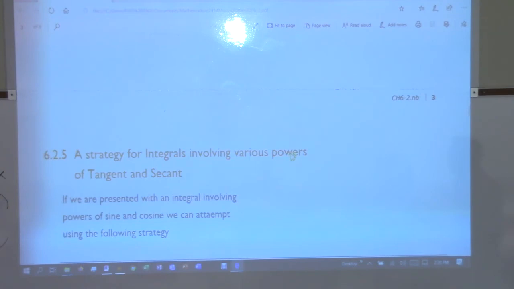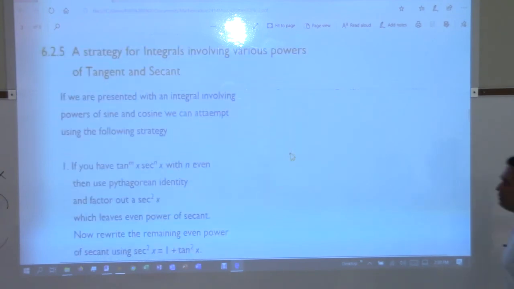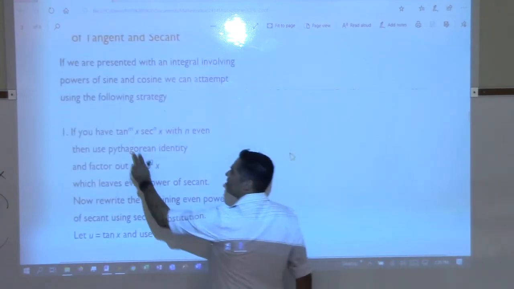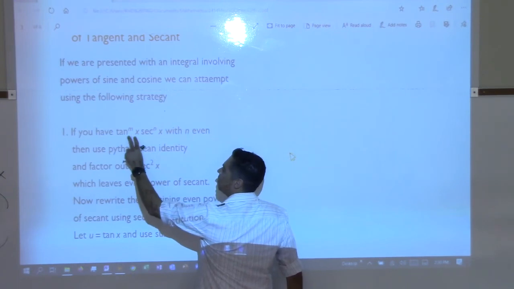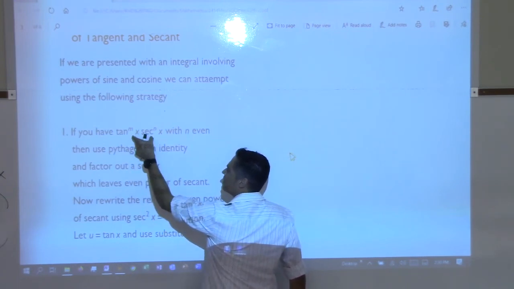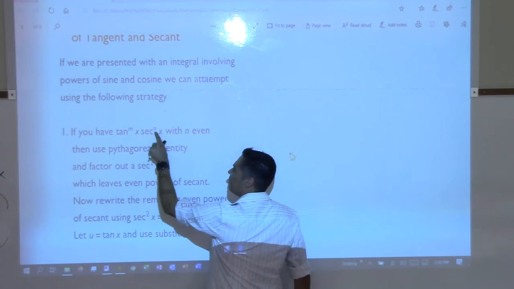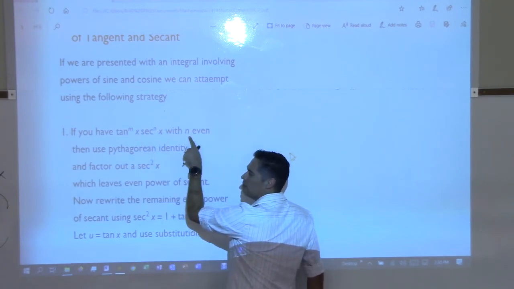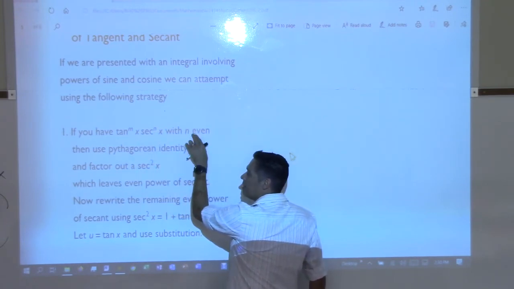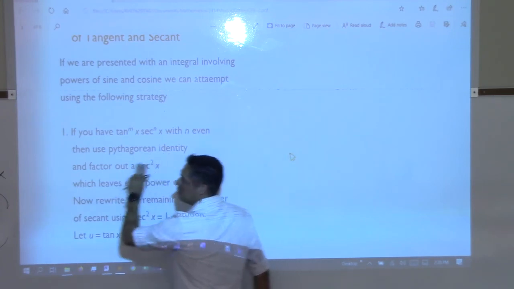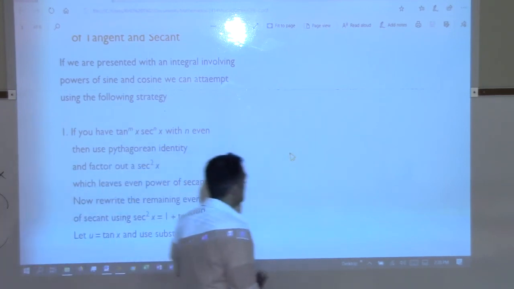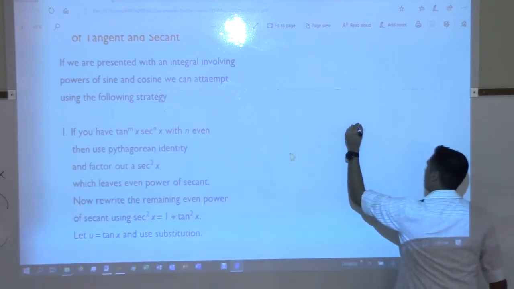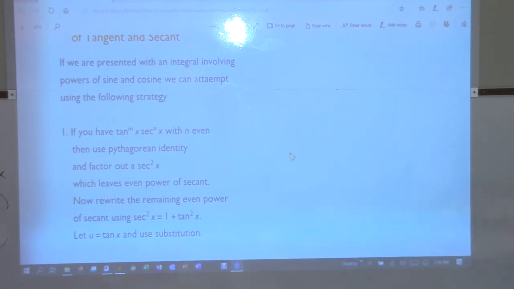So what's the strategy? Well, what if you see an integral where you've got tangent to a power and secant to a power multiplied together, where the power on secant is even? Well, if you see that, then you're going to use the Pythagorean identity for secant. Now, I don't have them up here. We're not going to have time to work through these.